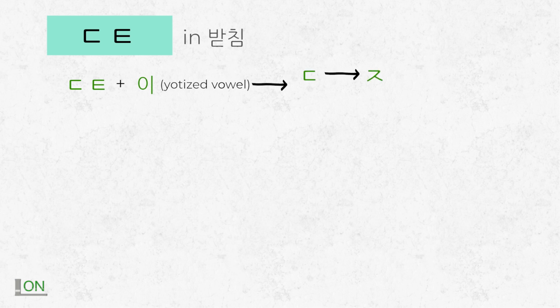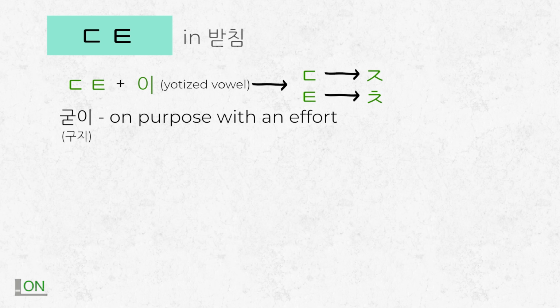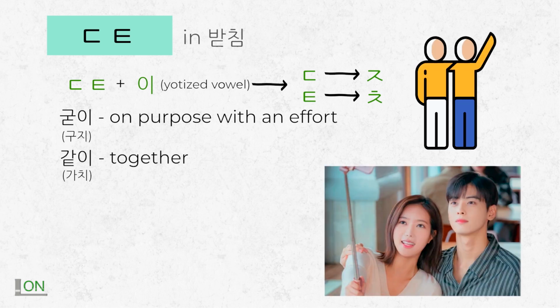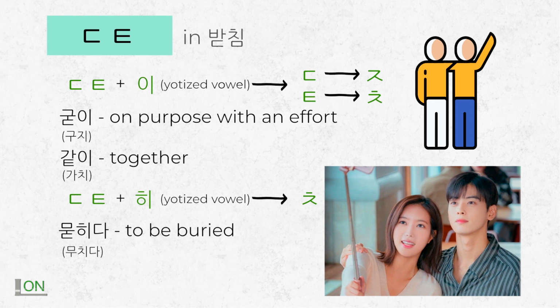How to read ㄷ and ㅌ in 받침? ㄷ and ㅌ plus 이, which is a yodized vowel, are going to be pronounced, ㄷ is going to be pronounced as j, and ㅌ is going to be pronounced as ch. For example, 구지, on purpose with an effort. 같이, together. ㄷ and ㅌ plus 히, which is 이, still is here yodized vowel, are going to be pronounced as ch. For example, 묻히다, to be buried.